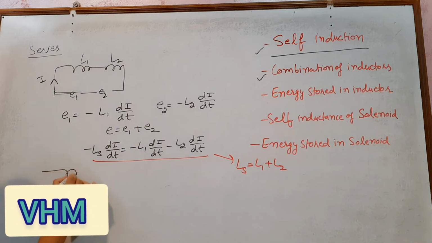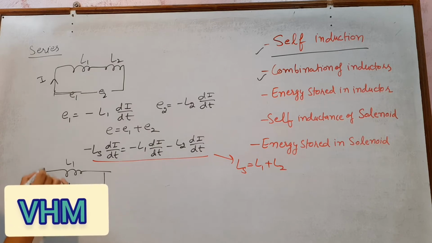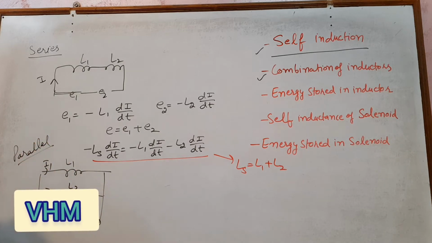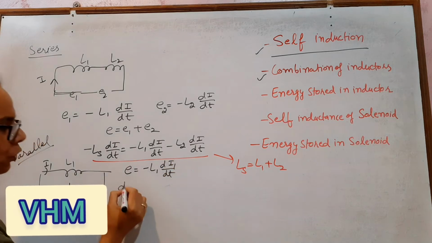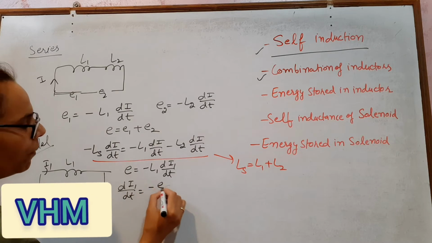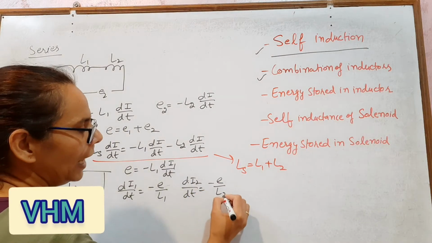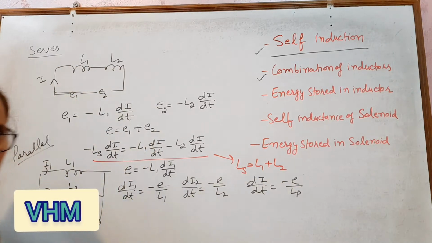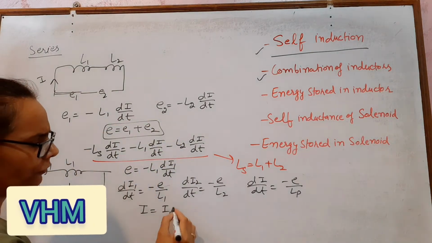And then we are considering it as a parallel combination. L1, L2, the induced EMF is the same. The current is I1, I2, and we can say it is the parallel combination. So here we have the induced EMF the same. L1 di1 upon dt, so di1 upon dt is E upon L1. Similarly, di2 upon dt is E upon L2. Similarly, if we say the total current is E upon LP. So here we have the sum of the currents.